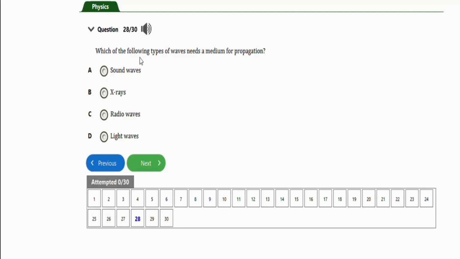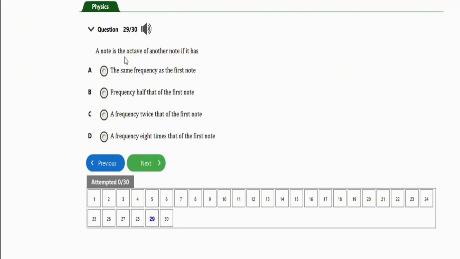Alright, so the next repeated question will be this question. It says, a note is the octave of another note if it has the same frequency as the first note, a frequency half that of the first note, a frequency twice that of the first note, a frequency 8 times that of the first note. Take note of this question, guys. The correct option is option C, which is a frequency twice that of the first note.